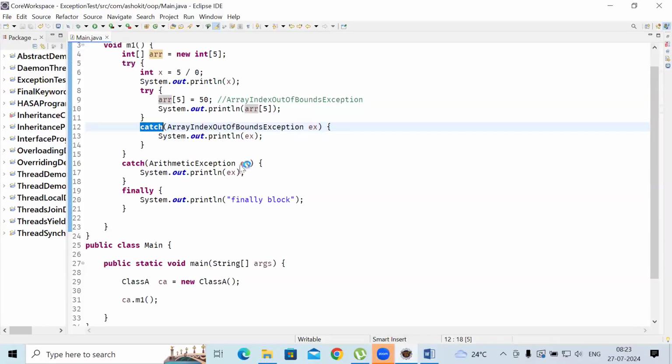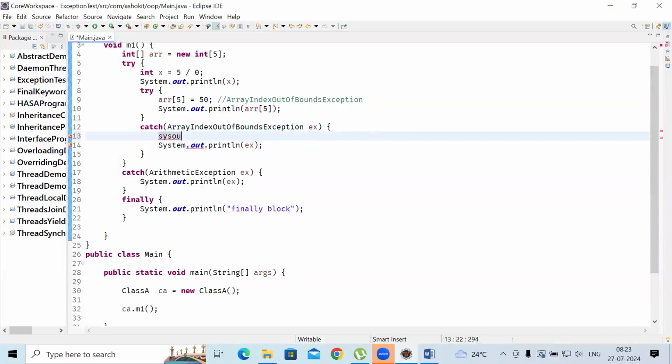I will do one thing. I'll write an SOP statement also, in the inner catch block. Now, if I run this program, guys, this is not 5 divided by 0. It is double x is equal to 5.0 by 0. Run this program.